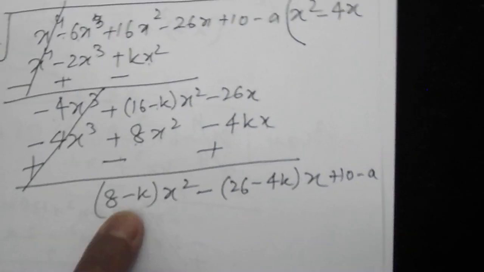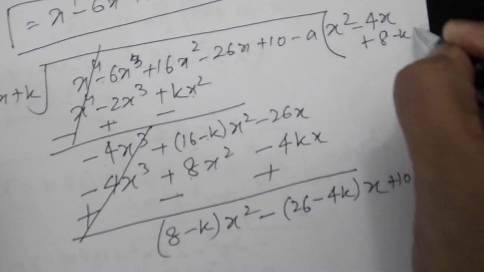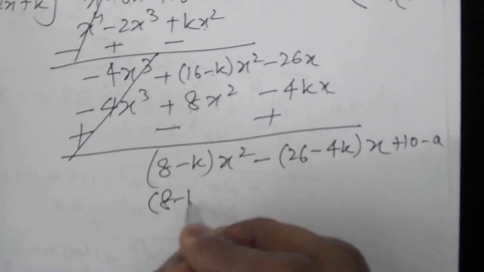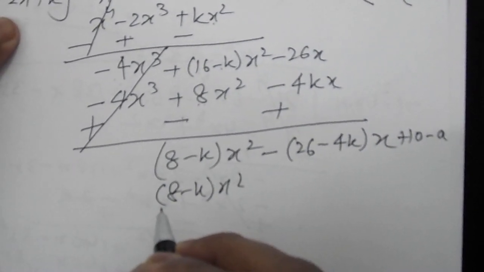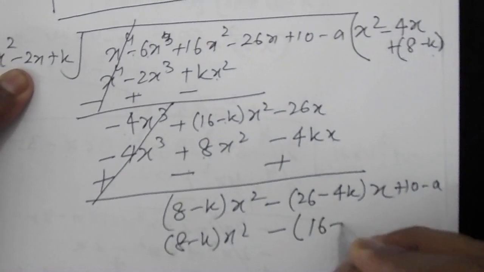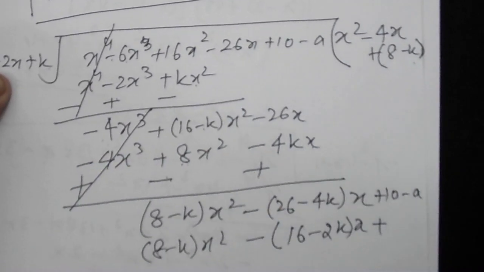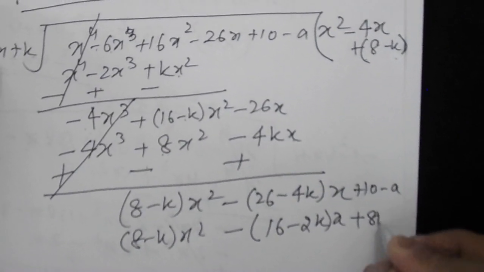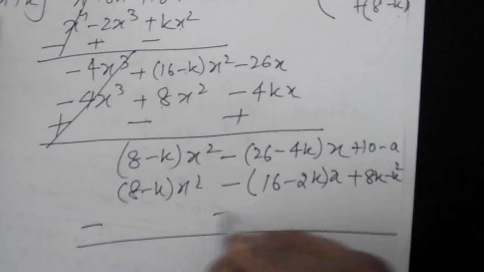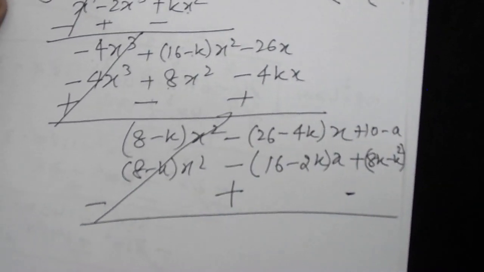Now we have to multiply with 8 minus k, so plus 8 minus k. When you are multiplying with 8 minus k, it will become 8 minus k x square. Now when I multiply minus 2x with 8 minus k, it will be minus 16 minus 2k times x, plus k into 8 minus k, that will become 8k minus k square. Now change the signs, minus, plus, this becomes minus if I put it in a bracket. This whole term gets cancelled.